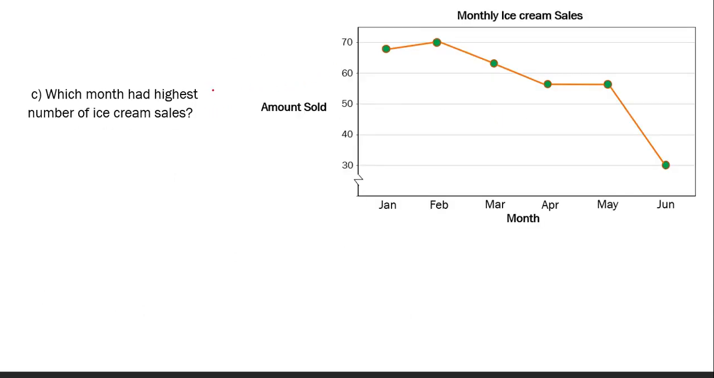Part C, which month had the highest number of ice cream sales? Well, that's easy. Which one has the highest? Okay, February, which has a sale of 70. So state that: the month, and also how much was sold at that time. So the time and the variable for it.